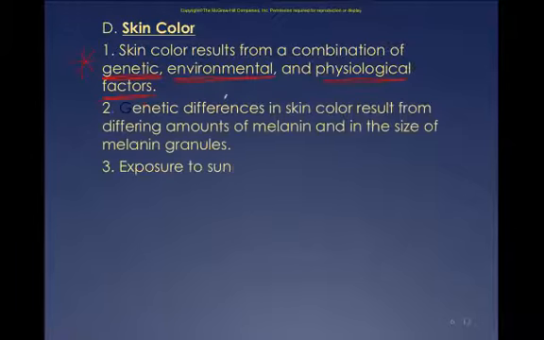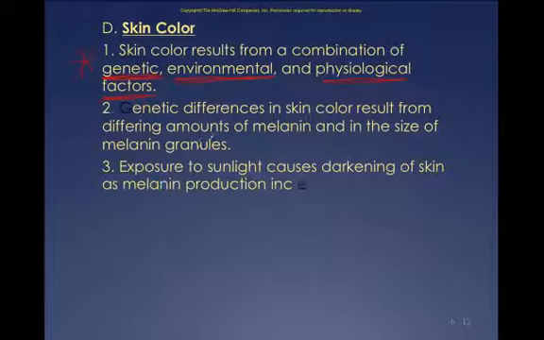So obviously, you guys know that genetics come into play here. So genetic differences in skin color actually result, believe it or not, not from a different number of melanocytes.